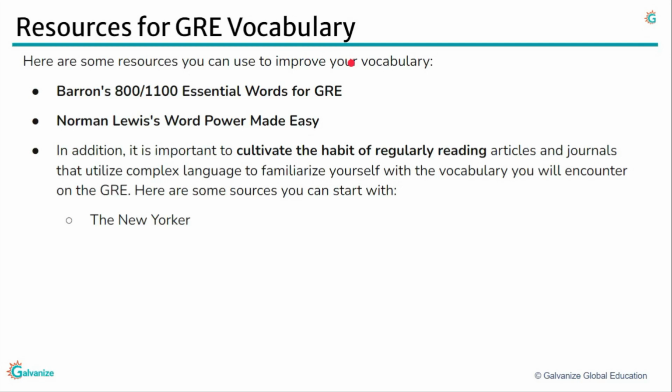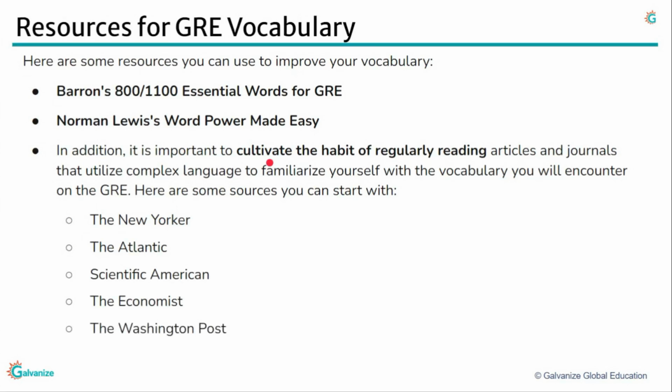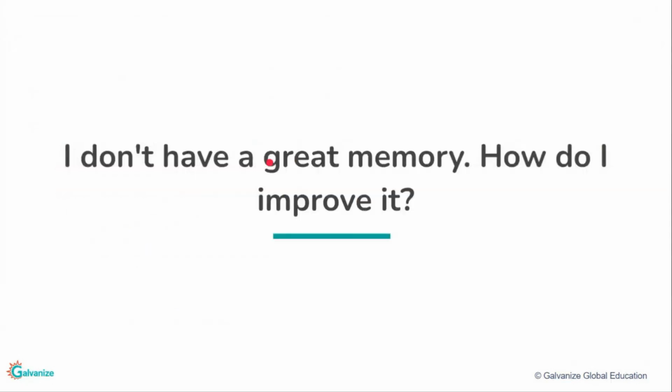Now, apart from vocabulary preparation, cultivate the habit of reading articles and journals. Then you will come across these words, and you can use a technique of learning from context and read articles from the New Yorker, the Atlantic, Scientific American, the Economist, the Washington Post, or any other similar reading material. Underline words you don't know, and master reading and vocabulary at the same time.